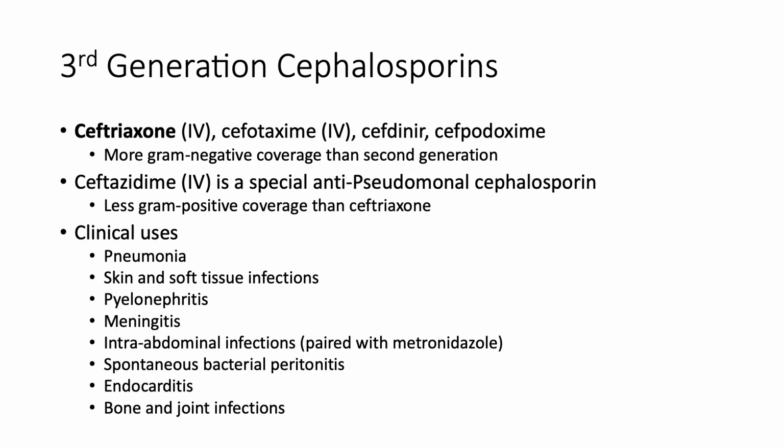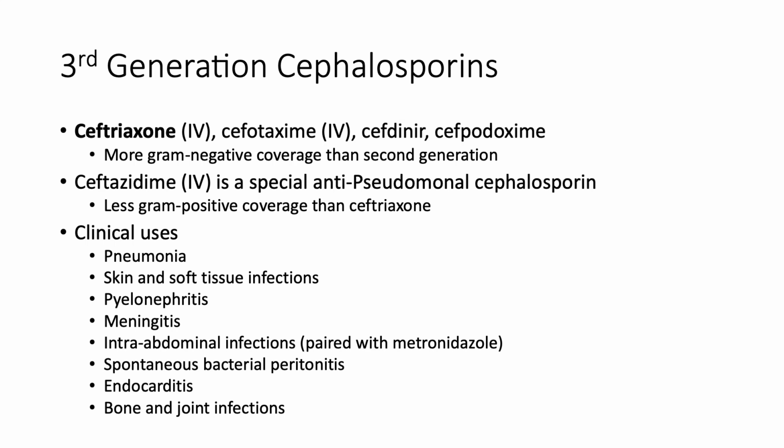The next class is the third generation cephalosporins, which includes ceftriaxone, which is given IV, cefotaxime, which is also IV, and cefdinir and cefpodoxime. And these have even more gram-negative coverage than your second generation cephalosporins. Ceftazidime is a special third generation cephalosporin that can kill Pseudomonas, but it has less gram-positive coverage than ceftriaxone. And third generation cephalosporins are awesome because they're so broad with their gram-positive and gram-negative coverage.